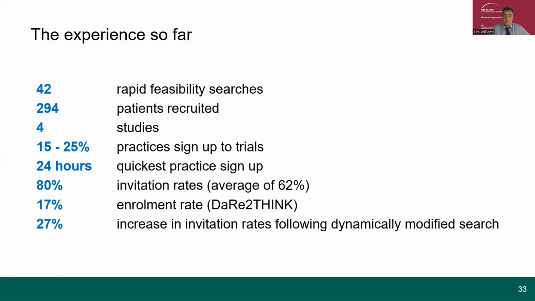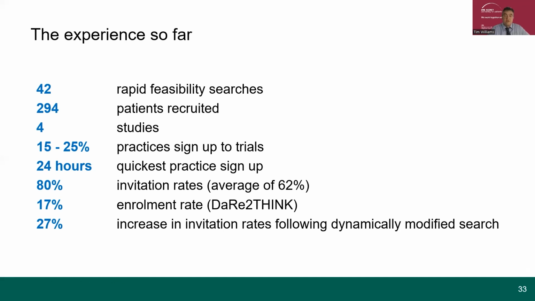When GPs review the eligible patients, on average 62% of patients are invited from the list that we send. In some studies, it's up to 80%. We expect this to go up as we get better at deciding how to create the queries using primary care data. And in the Dare to Think study, once the letters have been sent, the enrollment rate is 17%.